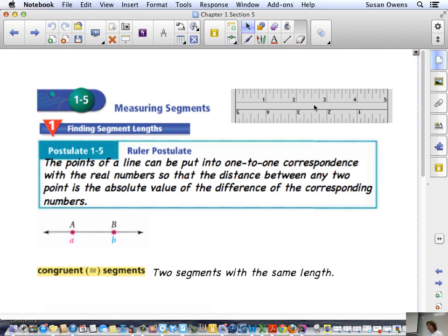Today's video is for Advanced Geometry, Chapter 1, Section 5, Measuring Segments. So we start out with the ruler postulate. Notice this postulate has a book name, so most people recognize this is the ruler postulate no matter what book you use.